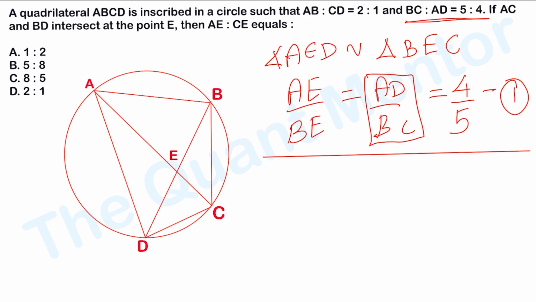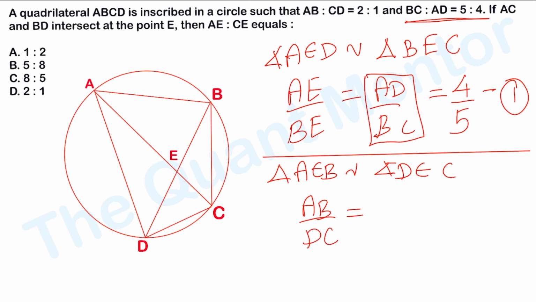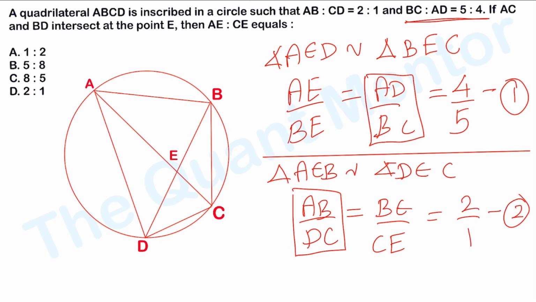Now similarly, we can say that triangle AEB will be similar to triangle DEC, with the same justification. Once again, we can write the ratio of the corresponding sides. We will say AB upon DC is equal to BE divided by CE. The question gives us AB is to CD as 2 is to 1, so BE upon CE is also 2 is to 1. Let's call this equation 2.